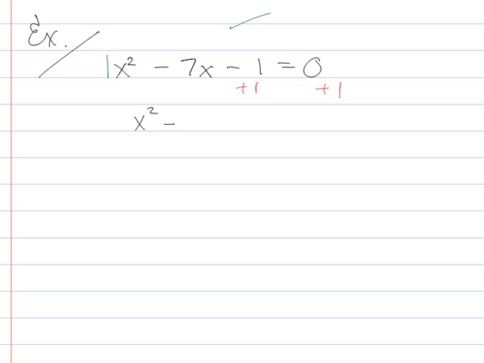So let's try another one. Try x squared minus 7x minus 1 equals 0. Okay? So the first step, if you can refer back to your notes, said to make the coefficient of the x squared 1. It's already 1, so we're good to go. Check. All right. Then we want to get the numbers on one side and the letters on the other side. Keep the letters over here, move the numbers over there.